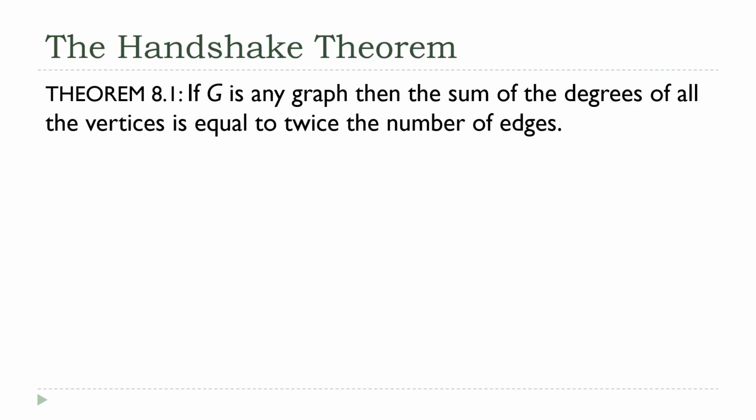So I've got a theorem for us here to talk about. It's going to be our first graph theory theorem. And the proof is pretty straightforward, which makes it a nice place to start. It's actually got a nice little name. It's called the handshake theorem. So what this says is that if G is a graph, then the sum of the degrees of all the vertices, that is the total degree of the graph, is equal to twice the number of edges.